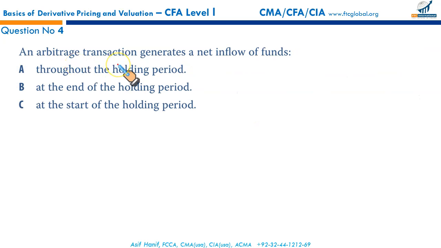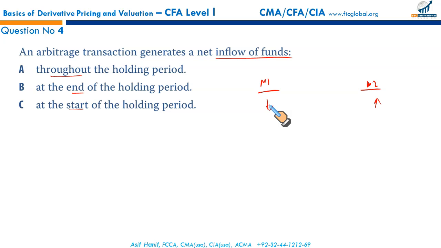An arbitrage transaction generates a net inflow of funds throughout the holding period, at the end, or at the start. First of all, what is arbitrage? Arbitrage is simultaneously buying and selling two identical assets or portfolios in two markets, market 1 and market 2, and you can generate returns by buying in one market and selling in another. You will buy from the market where the prices are low and sell in the market where the prices are high. This way you can generate a net inflow of funds at the start of the holding period.